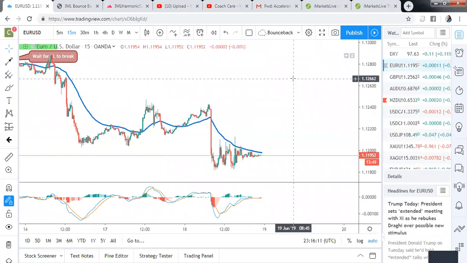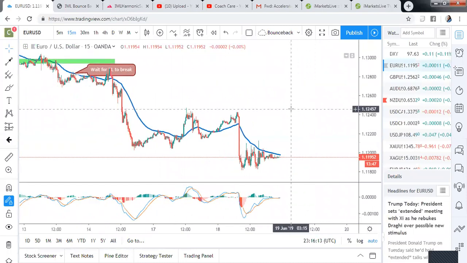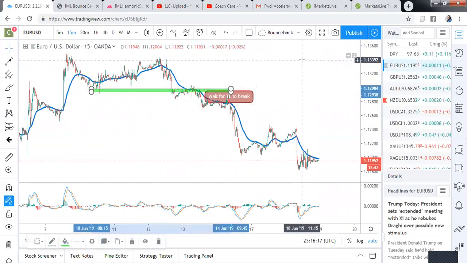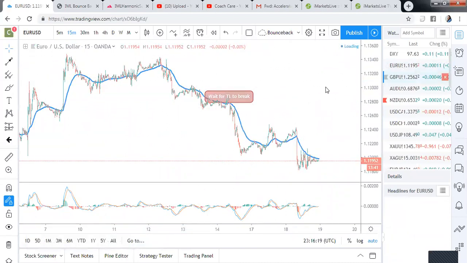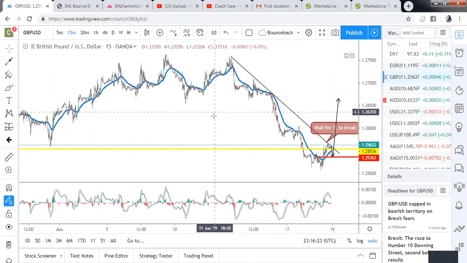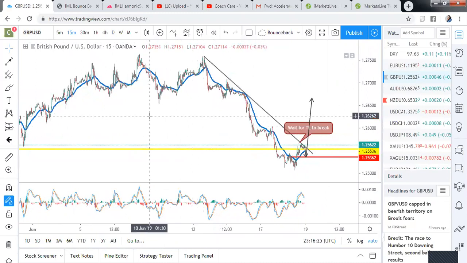Now, Euro USD. Actually, let me go and give you guys a take profit on GU. My apologies. So take profit on GU.